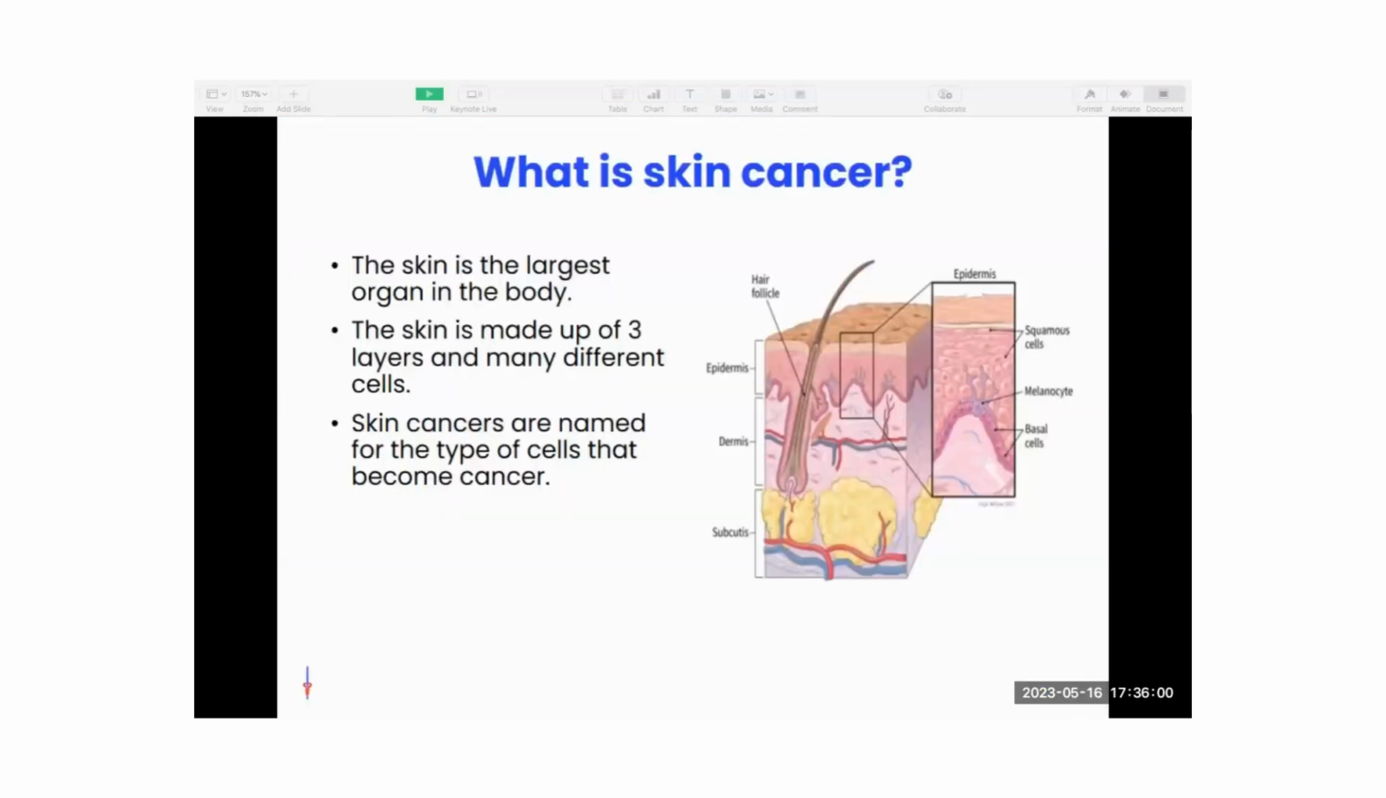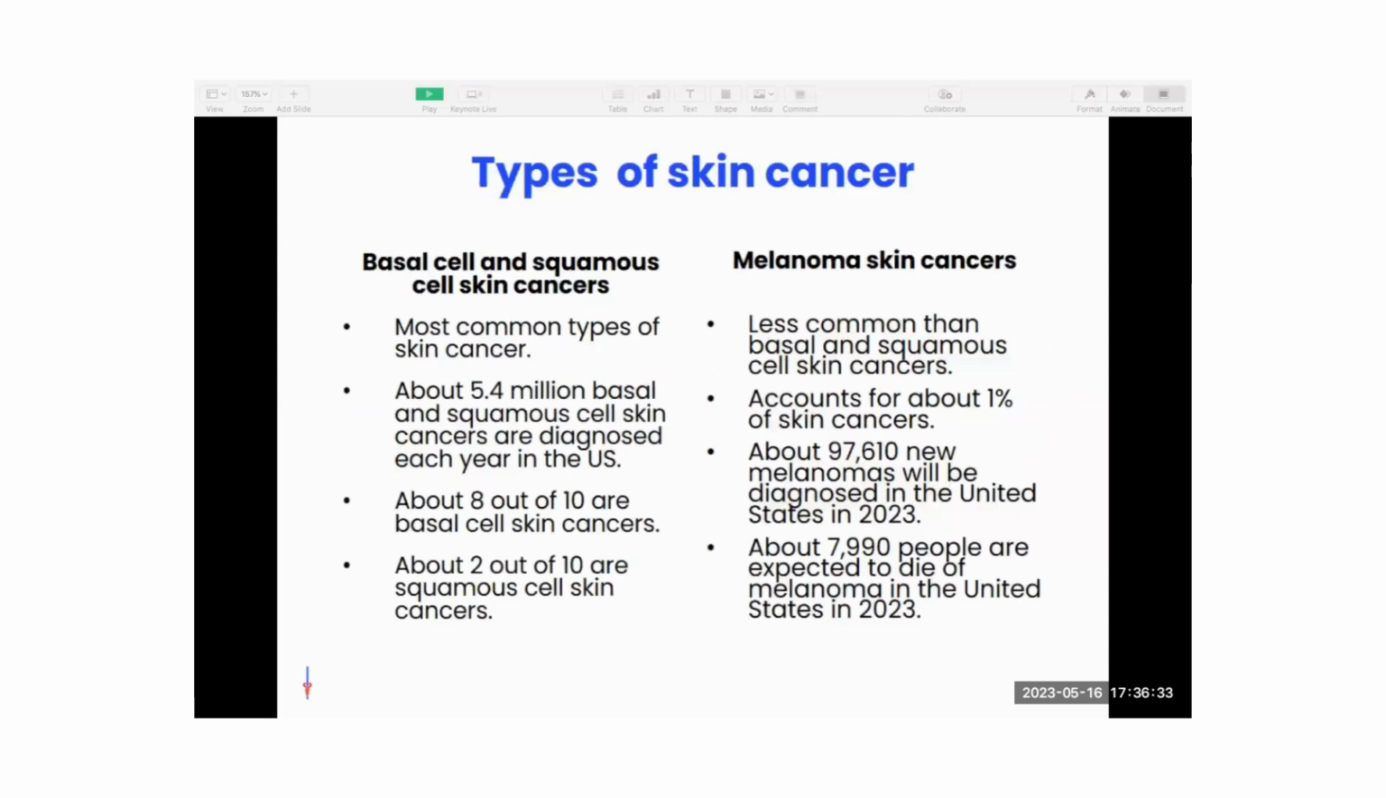Of course, skin cancers are named three different types because the skin has three different layers. The top layer is the epidermis, and the lower level is the dermis, and then there's the subcutis, underneath the dermis. But the different layers in the epidermis have different types. The basal cell is the lowest level. Melanocytes are where melanoma comes from, and then squamous cells are on the top, and that's where the squamous cell carcinoma comes from. So these are the types.